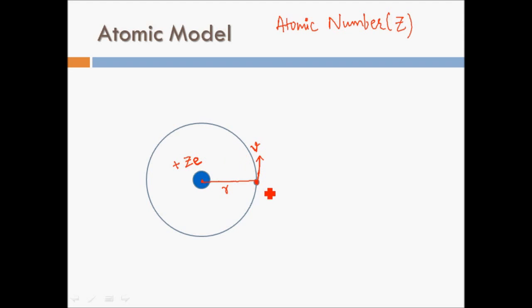Similarly, the charge on this revolving electron will be minus e. That is, its magnitude will again be e, the same as the charge on one proton, 1.6 into 10 to the power minus 19 coulomb. As for the nucleus, you don't have to worry about its radius or size. Bohr assumed the nucleus to be a point particle, at least for our derivation we'll take that.